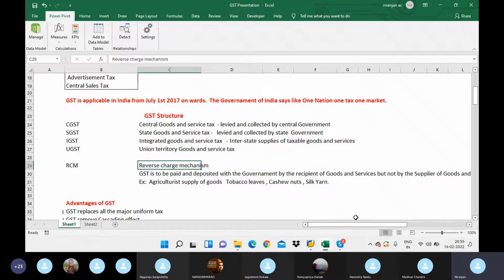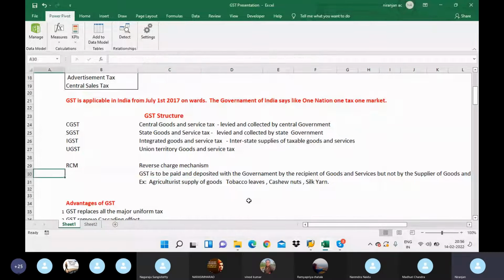Coming to RCM, RCM is nothing but reverse charge mechanism. Here one person is a registered person and the other is an unregistered person, and in this scenario RCM is applicable. The GST is to be paid and deposited with the government by the recipient of the goods and services, not paid to the supplier. For example, agricultural supplies of goods like tobacco leaves, cashew nuts and silk all come under RCM. Here one is a registered person and the other is an unregistered person, so RCM is applicable.